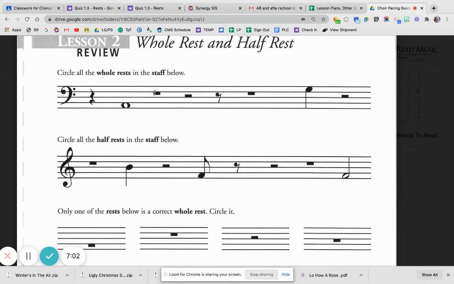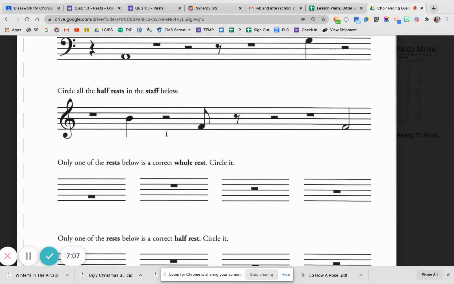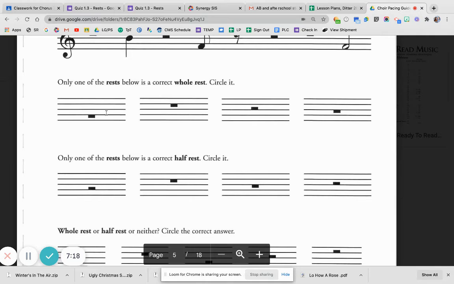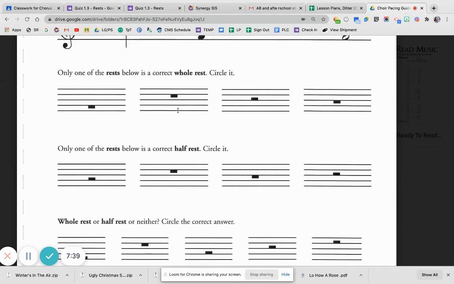We have 1, 2. Circling the half rest, it should sit on the 3rd line. We have 1, 2. Only one of these rests below is a correct whole rest. Now remember, it's hanging from the 4th line. So circle it. Is it this one, this one, this one, or this one? The answer is this one, the second one, where the whole rest hangs off the 4th line.